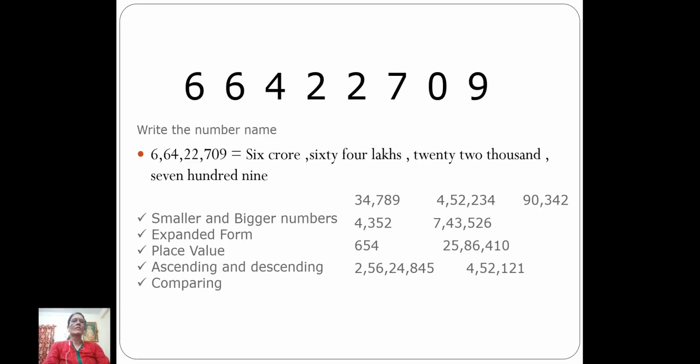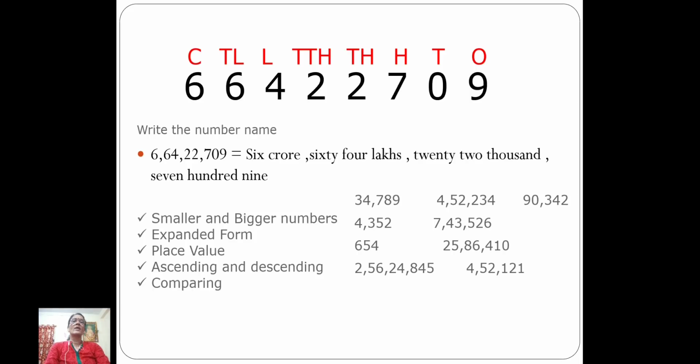Okay. Now, can you see the number here? 66422-709. It is not a phone number. I am just going to tell you all. Now, here 9 is in which place? Ones place. 0, tens place. 7, hundreds place. 2, thousands. Again 2, ten thousands place. 4, lakhs place. 6, ten lakh. And 6 in crores place.